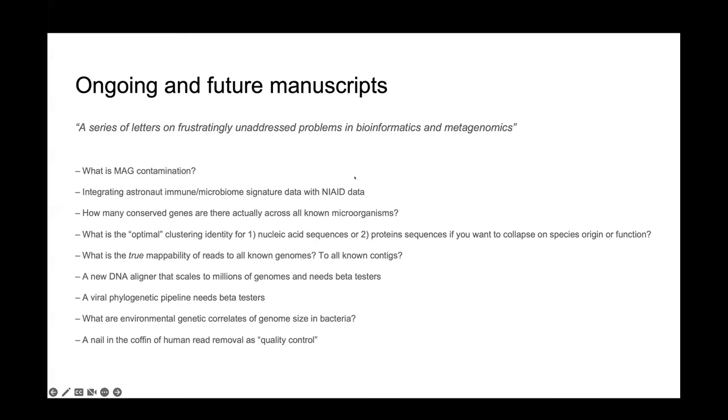Okay, so I will skip a couple of slides. Ongoing future manuscripts: we did some brainstorming and we have exciting projects. At the moment, the Inspiration4 and the JAXA papers are out. We will want to concentrate more on MAC contamination. We want to work on DNA alignment scales where the genomes need a better tester. Viral phylogenetic pipelines need beta testers. So if one of these topics is speaking to you, please join the Microbes Lab, and we want to explore in that direction.